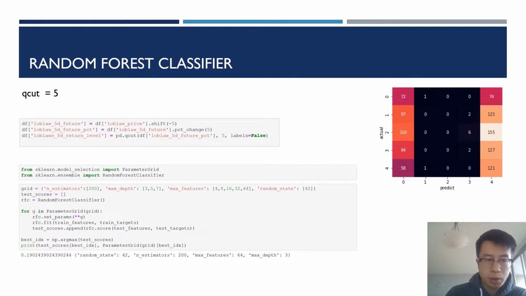Here are the codes, and we can see the result here is not very good. So 19% accuracy rate is even lower than random guess. And from the confusion matrix, we can see that the model only gave predictions of 0 and 4. So either it says the return would be very bad or the return is very good. It cannot predict accurately.